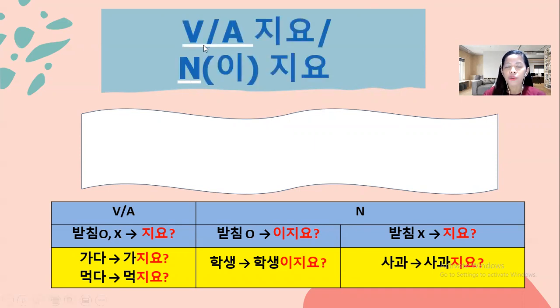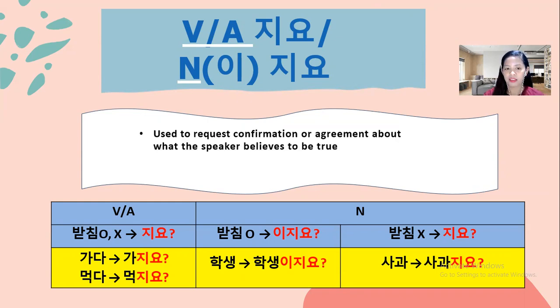Right? So the 동사, 형용사, 그리고 the noun, right? They can be used with jiyo. Remember that jiyo is a sentence ending. And what are the functions of jiyo? First, it is used to request confirmation or agreement about what the speaker believes to be true. Okay? So that means that you have the knowledge already, but you just want to confirm, right? You just want to seek an agreement from other people.